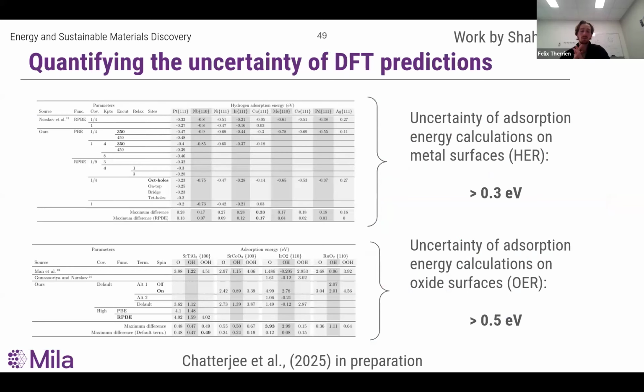The problem is we realize that there's quite high uncertainty on these DFT predictions, or the theoretical predictions themselves that the machine learning models are trained on. So we estimate that for one adsorption energy calculation in the context of HER, the uncertainty is at least 0.3 eV. And we estimate that for a more complex OER structure that are often oxides, the uncertainty is as high as 0.5 eV of the DFT prediction itself.